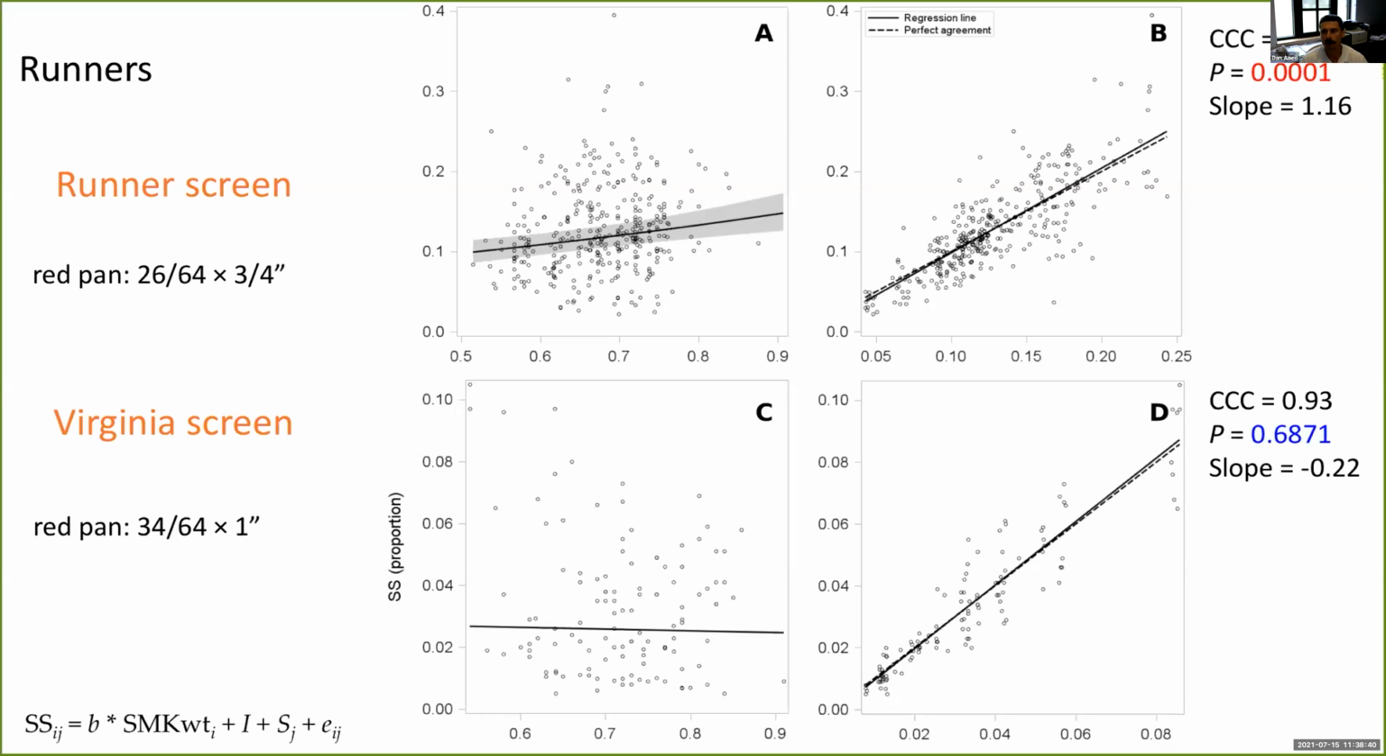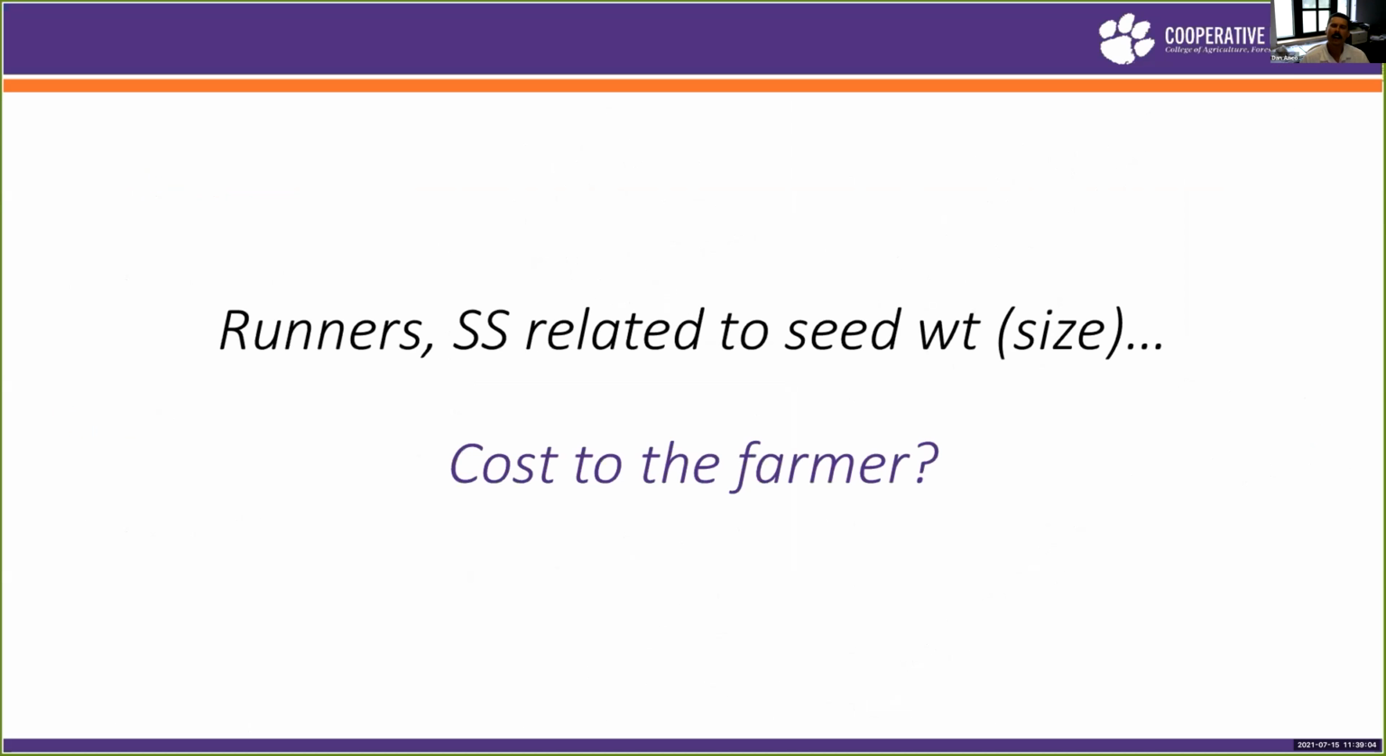We get a slope of about 1.16, and that's on the logit scale, and an overall agreement of close to 80% between the observations and the predictions from the model. When runner market types are shelled on the larger Virginia screen, larger holes, we are not seeing a significant relationship between those sound splits and those kernel sizes. And again, the p-value for that is pretty high, about 0.69. So from this, we can observe that we're getting a significant relationship for runners when they're shelled on the 26/64 inch screen in relation to larger kernel sizes.